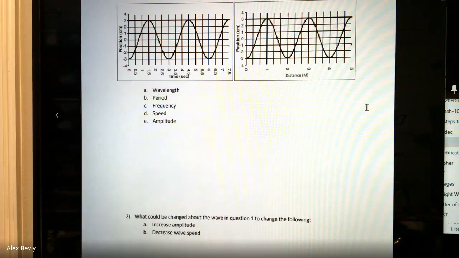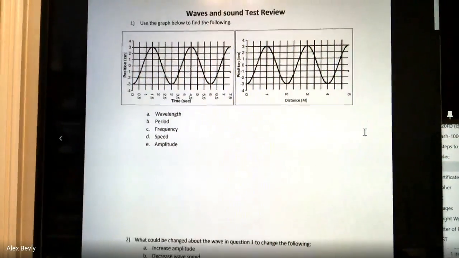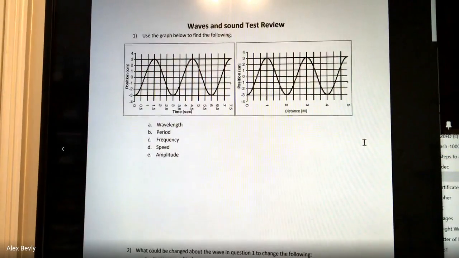All right, so we have two graphs. What's the difference between these two graphs?